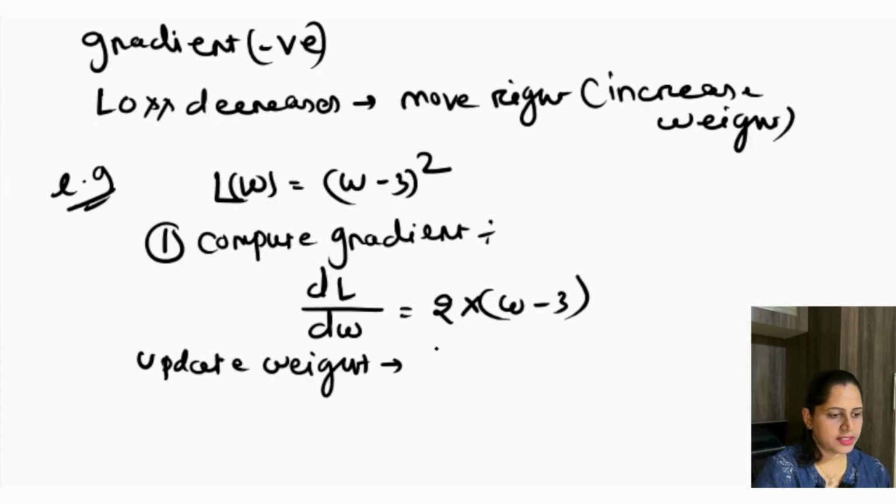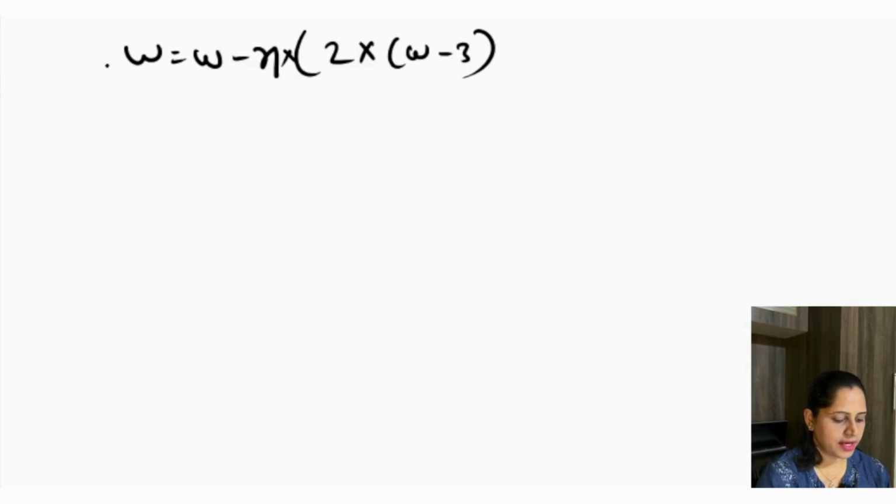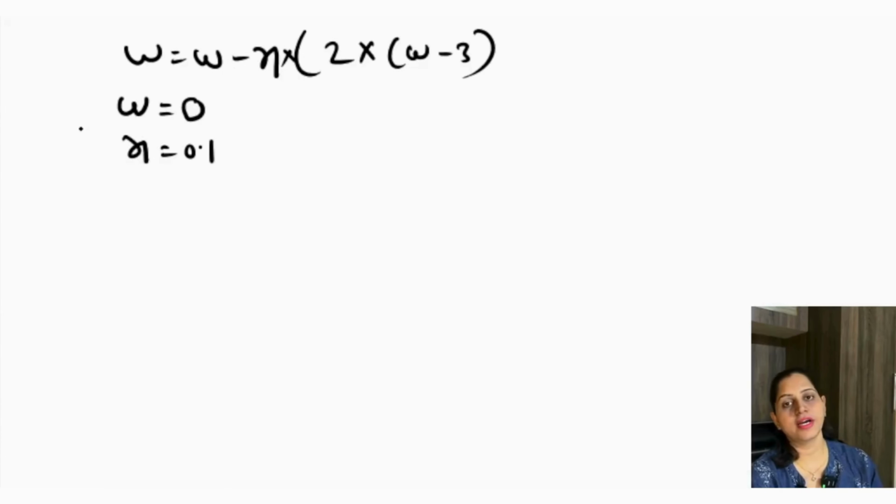And this step will happen iteratively, right? So w equal to w minus eta of 2 into w minus 3, right? This is the formula. Now let us imagine initial weight is 0 and my learning rate is 0.1. Let's start with a smaller learning rate, and I'll tell you the difference between a smaller learning rate and a large learning rate.